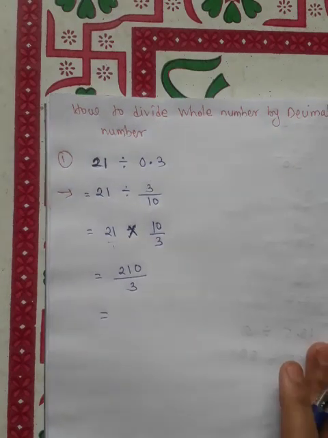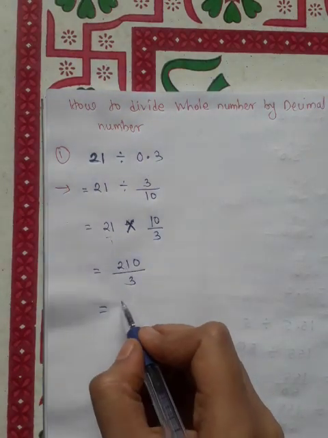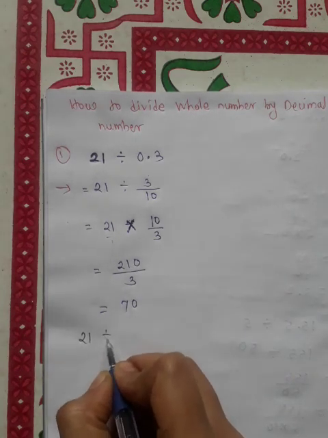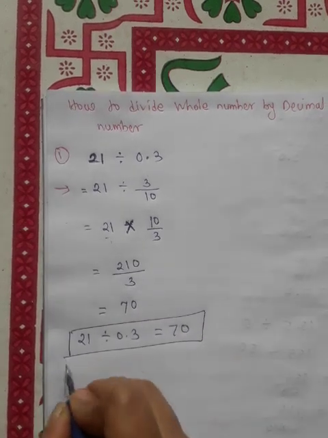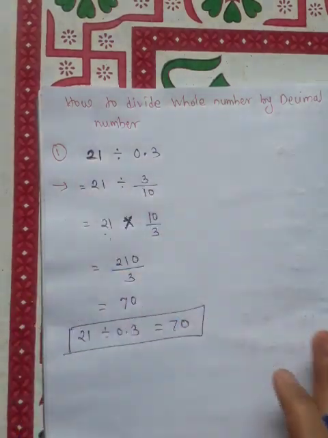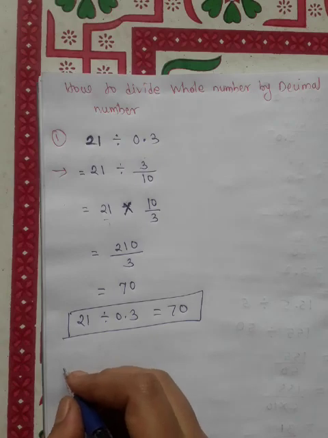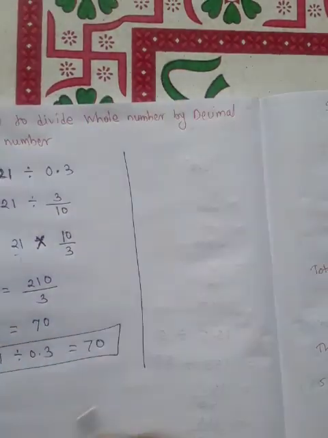So we know how to divide this. 3 7s are 21 and 0. So 21 divided by 0.3, we get the answer 70, when we divide a whole number by a decimal number. So this is one method. There is another method, I mean I explain this example in another way.